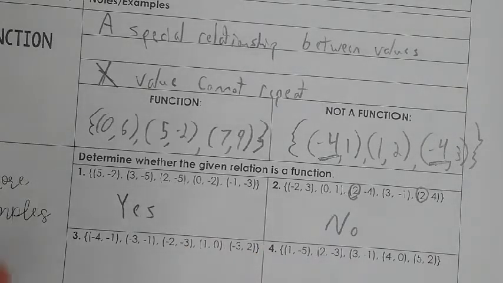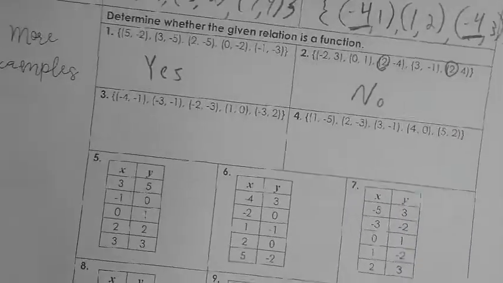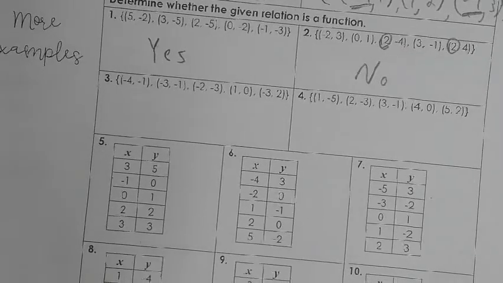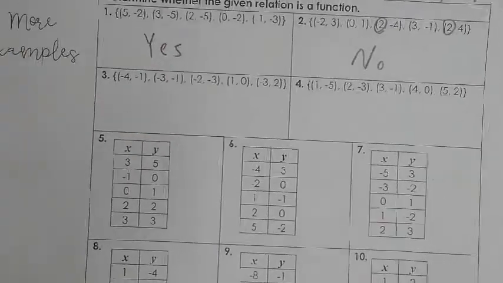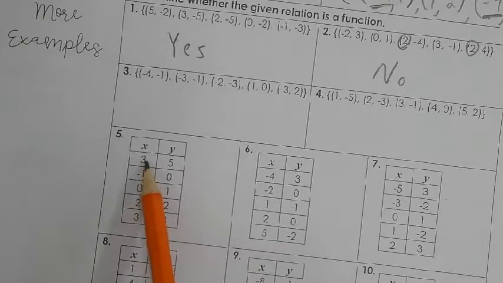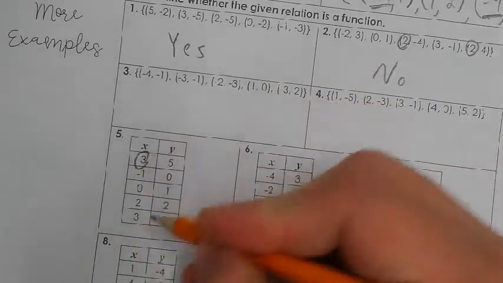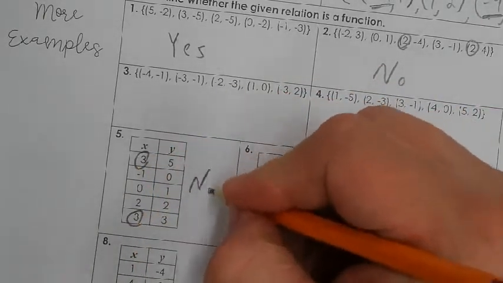What about the graph? Same thing. So you just look at your x values. Here we have a 3 repeats. So you're going to say no.